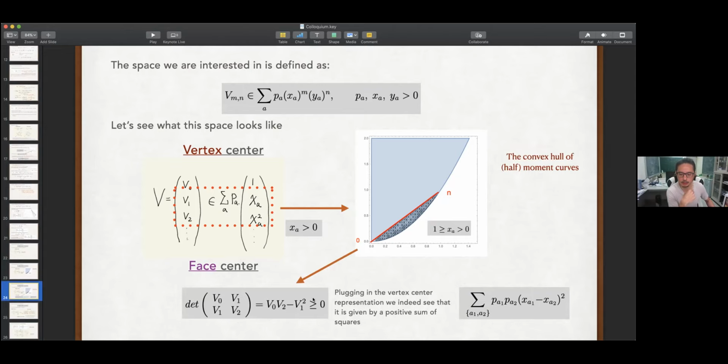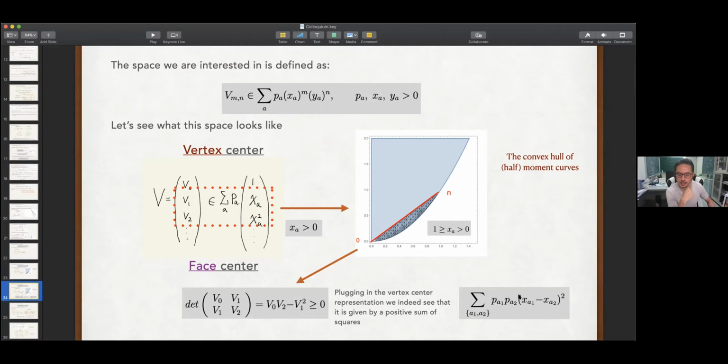Okay, so this is the face-centered description of this space. And you see that from the face-centered description, this is a constraint on the couplings. So you can translate the vertex-centered point of view directly to the face-centered point of view, and the face-centered point of view constrains the coupling space. And indeed, this has to be positive. You can just plug this into this formula here, and you'll see that this is given in this form. And since P_A1 and P_A2 are all positive, this is positive.